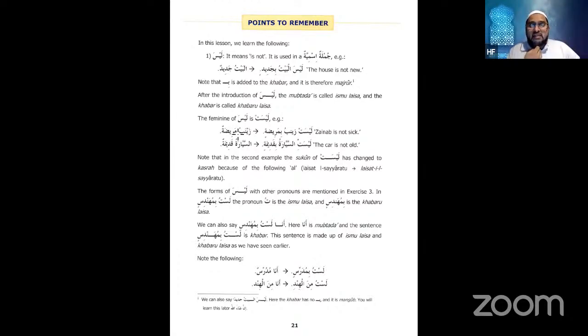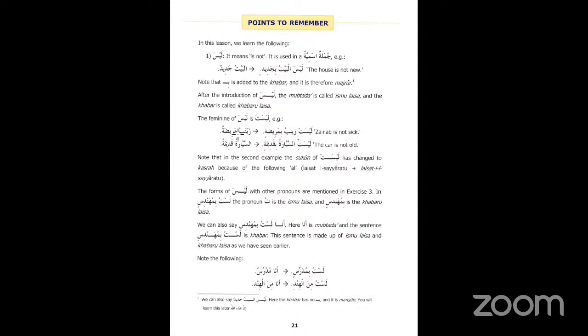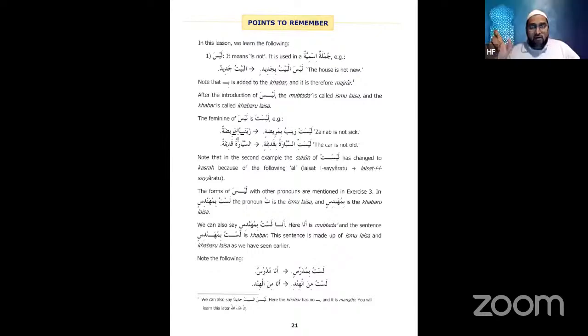Laysa is called a defective verb, and laysa itself is a past tense verb, and it does have its 14 conjugations. Laysa, laysa, laysa, laysu, laysat, laysata, lasna, lasta, lastuma, lastum. So when it comes in its different forms of the past tense, then the pronoun attached to laysa will be the ism of laysa, and the noun which comes after it will be the khabar of laysa.